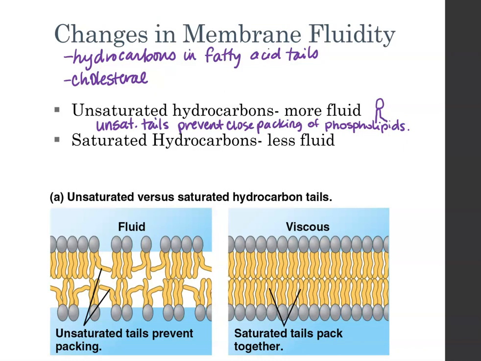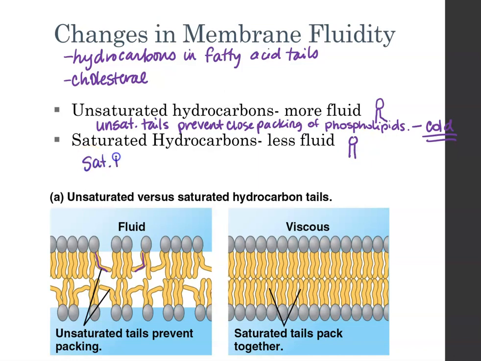So organisms that live in areas that are colder are probably going to have membranes that have more unsaturated hydrocarbons so that those membranes don't become as solid. We can also have less fluid membranes. So if you have more saturated hydrocarbons, or hydrocarbons that don't have kinks in the tail, they're going to pack together more tightly.